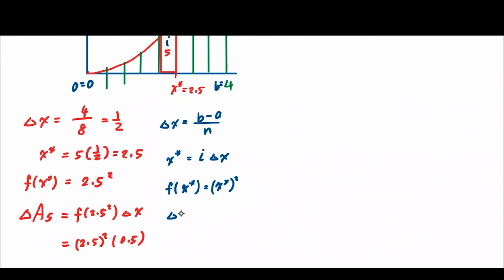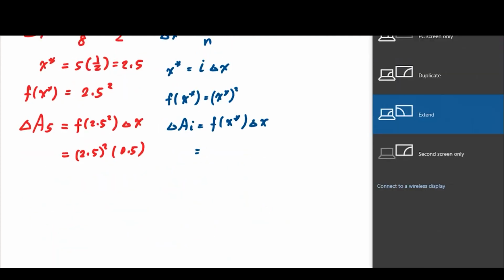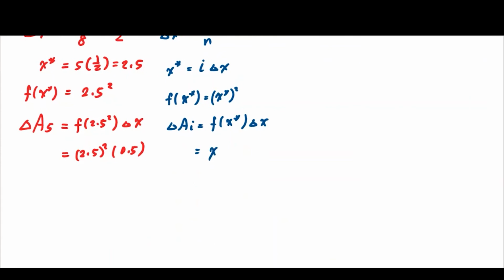Okay, so delta A, the ith rectangle. This is a formula that goes inside the sigma notation. It happens to be f of x times delta x. Good. So in our case, it will become x asterisk squared times b minus a over n, which I'll just write as delta x. You with me? Say yes. Square, I forgot the square here. I'll just get rid of this and do it inside the formula.